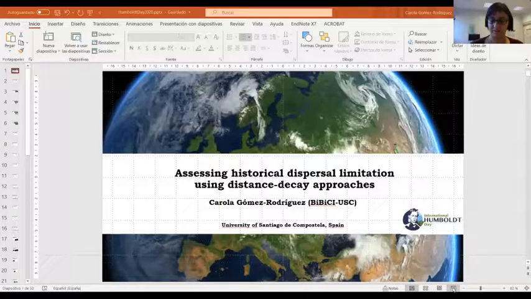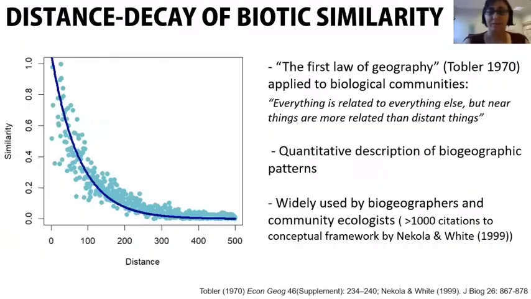Here we go. Okay. Well, today we will be talking a lot about distance-decay patterns, which you are probably familiar with, because it's kind of the first law of geography, but applied to biological communities, in the sense that it just means that two biotic assemblages, two communities, will be more similar the closer they are. And you will see a decrease in the similarity of biological communities, that means in the number of shared species and the number of species that they have in common, with this spatial distance.